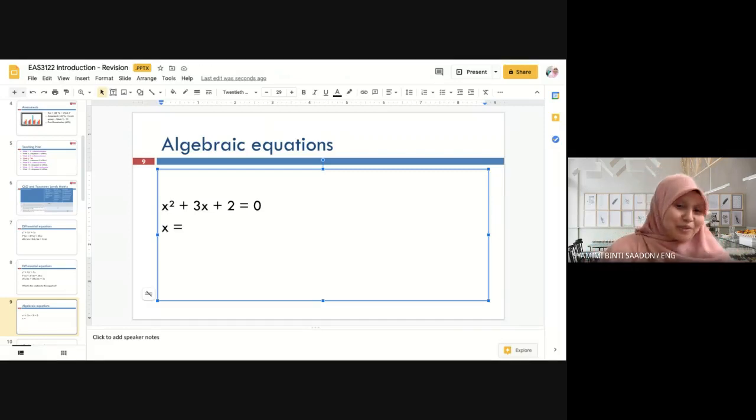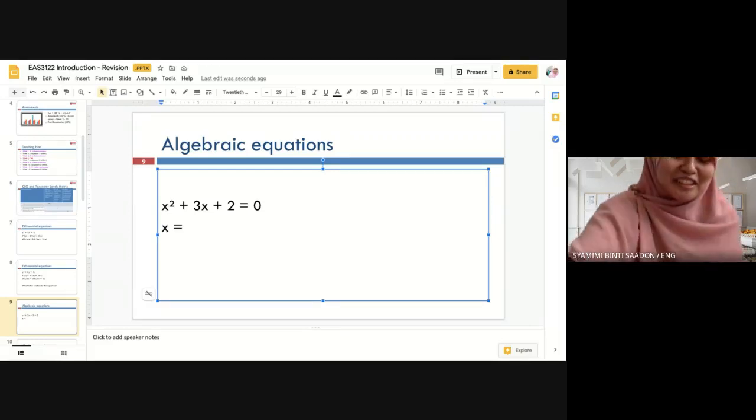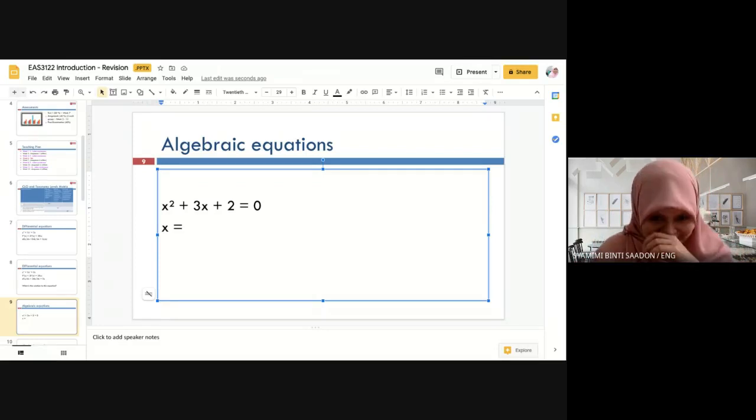Adam Muhammad Yusof. I vaguely remember your face. Open camera. Can you open your camera? Adam, your name is showing. Okay, Adam, what is the answer? X equals to what, in this algebra equation? Can you answer? Just say it. You are muted, Adam. Yes, still calculating. Okay, x equals to what?